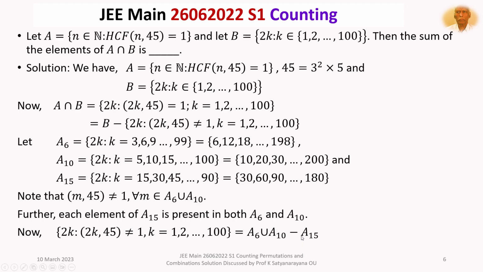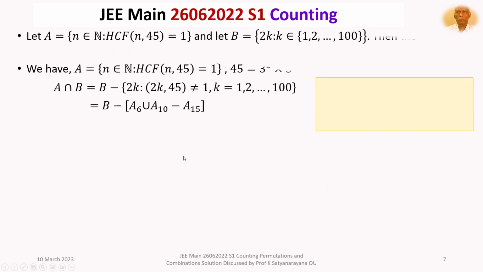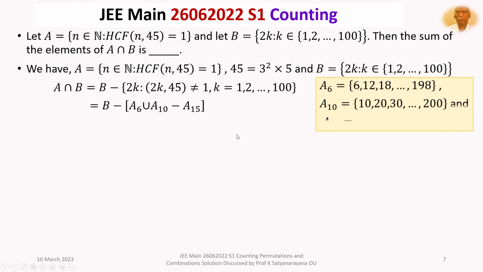Therefore, subtract that one. So A6 union A10 minus A15 will be precisely the set of 2k where the GCD of 2k with 45 is not equal to 1, for k equal to 1 to 100. B we know, and this set is also known to us. We continue in the next slide. So that's what we have done. So A intersection B is B minus the set A6 union A10 minus A15.